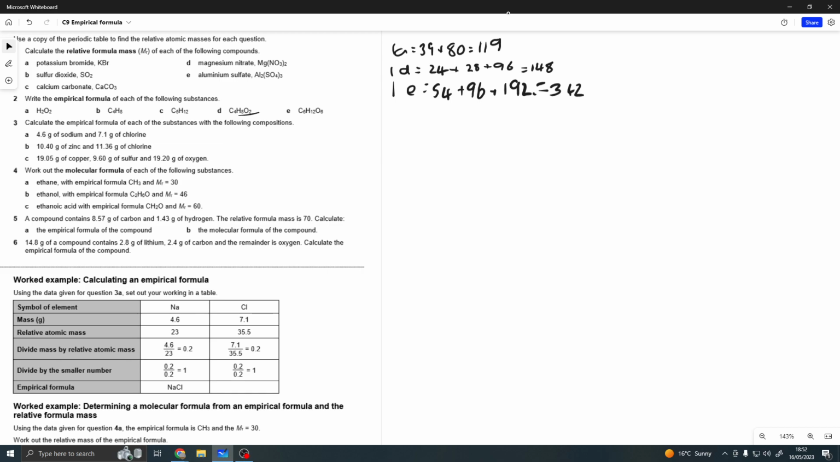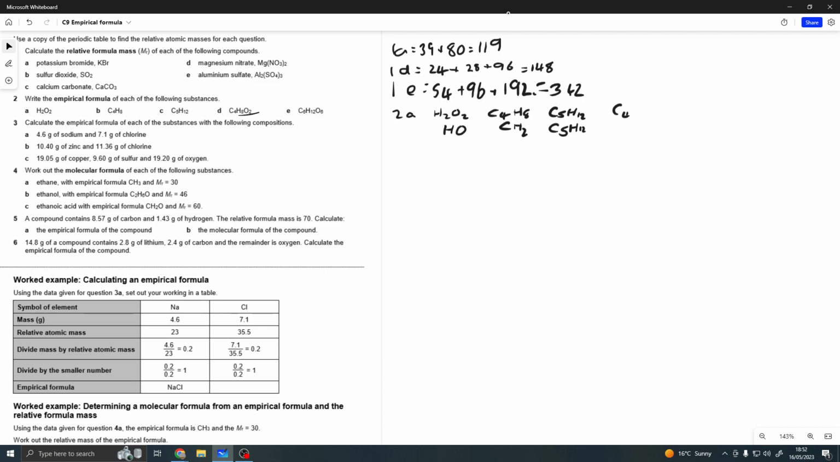Right, let's go over these. Write the empirical formula of H2O2. Well, the simplest whole number ratio of that is simply HO. Divide them both by 2. What about C4H8? Well, the simplest whole number ratio of those, divide them both by 4, leaving you with CH2. C5H12. There's nothing we can divide both of those by to make a simple whole number ratio. So there we go.